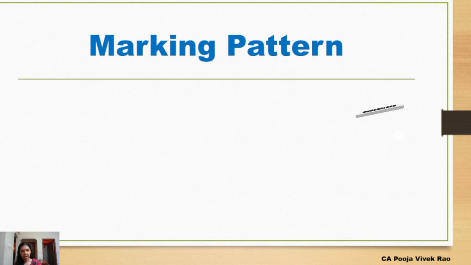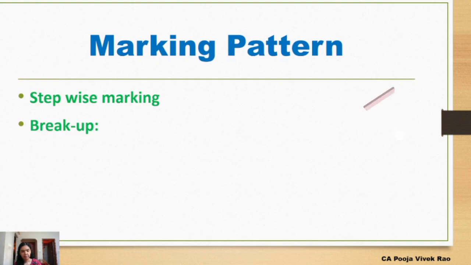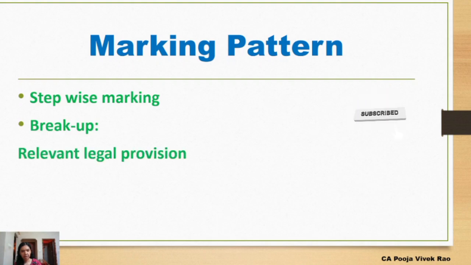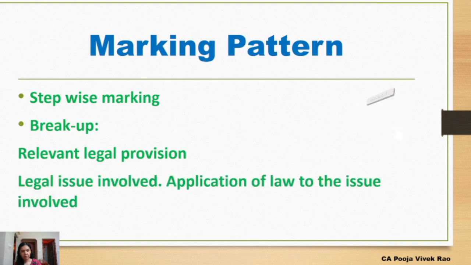Now coming to the marking pattern. So there will be stepwise marking and following might be the breakup of the marking. So you will have to mention the legal provision and then the legal issue involved. So basically there is stepwise marking involved. So you will have to write these steps. So first you can write the legal issue involved and then you will have to write the legal provision. Then you will have to apply the provision to the issue involved and then you can give the conclusion. So for each of these steps marks will be allotted.